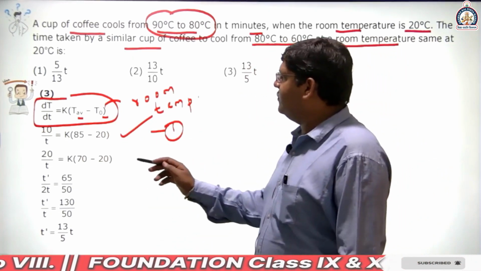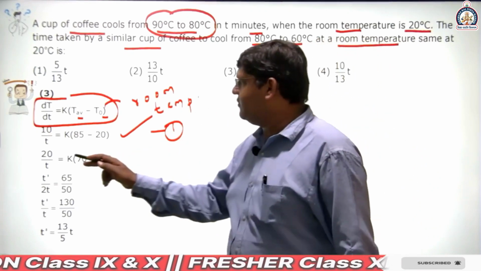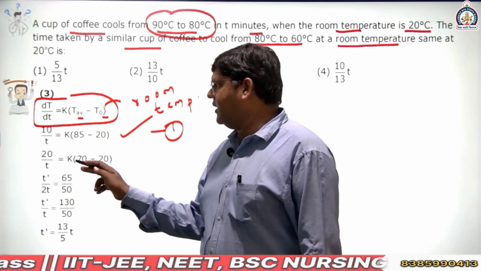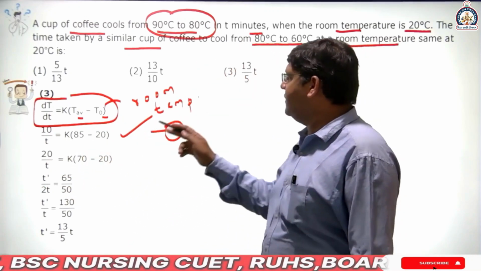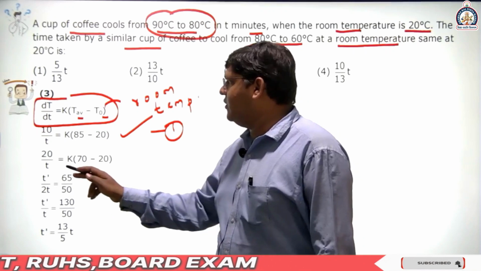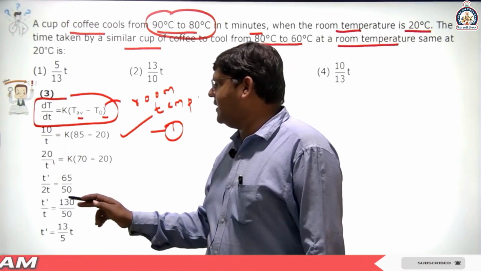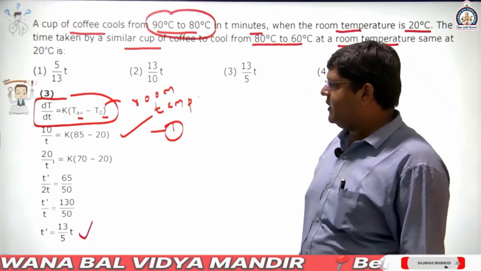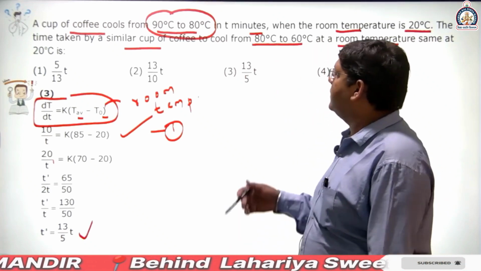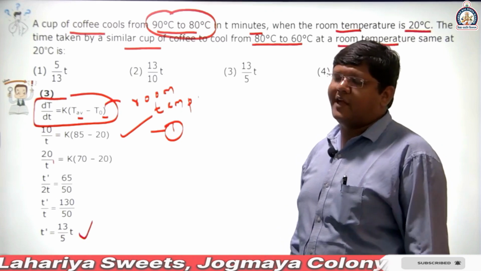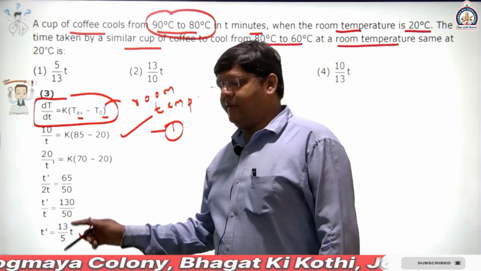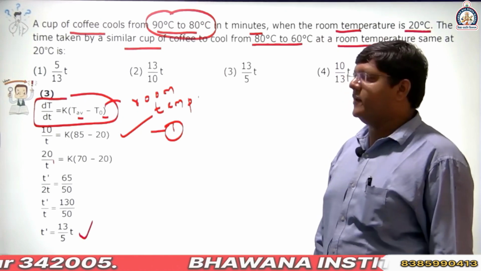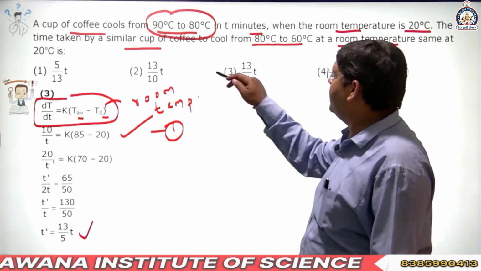Next, the difference of 80 and 60 is 20. So in place of dT we put 20 upon T dash, equal to K, times the average of 80 and 60, which is 70, minus 20. Now this is our time T and this is T dash. Comparing both, we get T dash equal to 13 upon 5 into T. Small t denotes the time, so the new time interval T dash is equal to 13 upon 5 into T. That is our required option number 3.